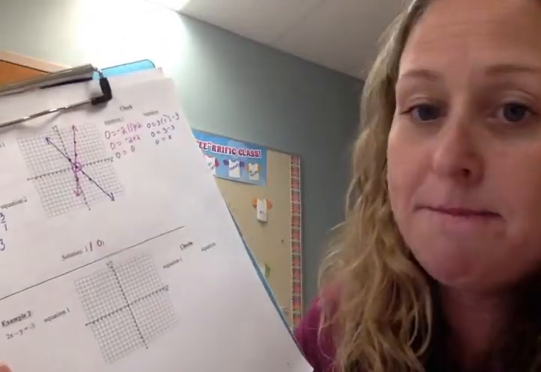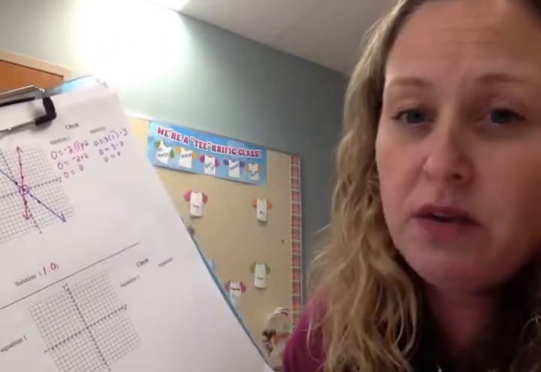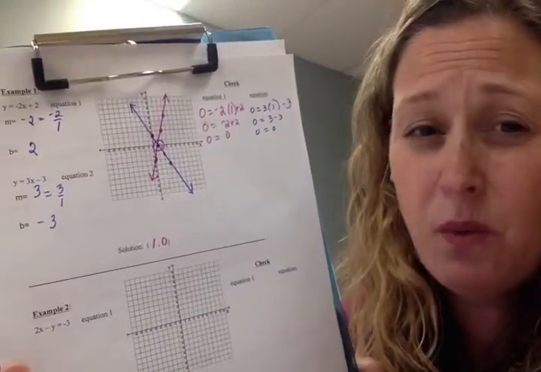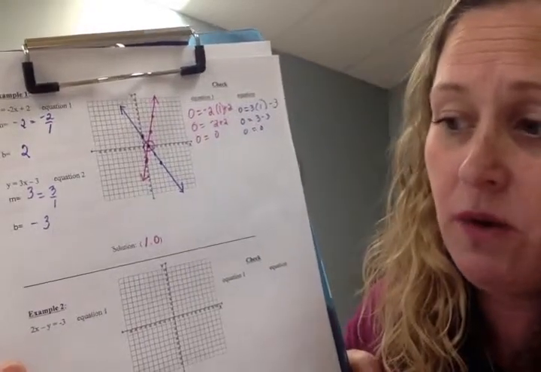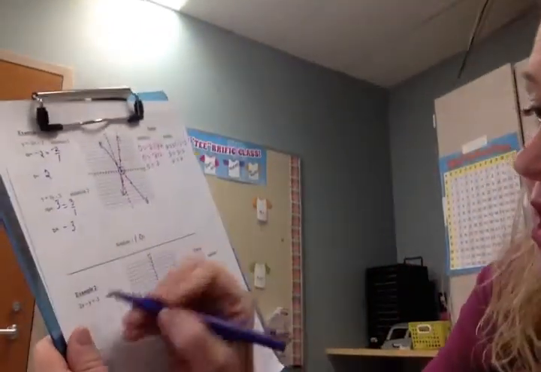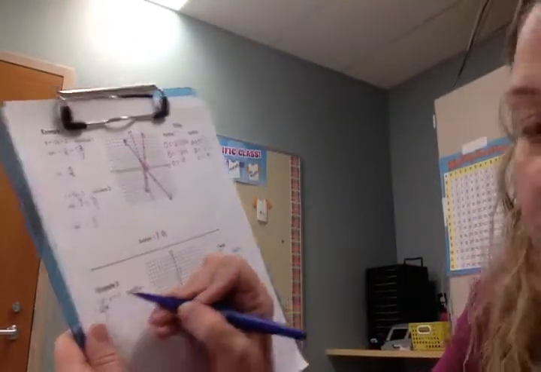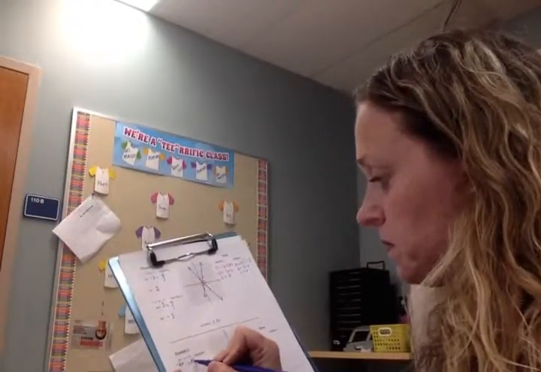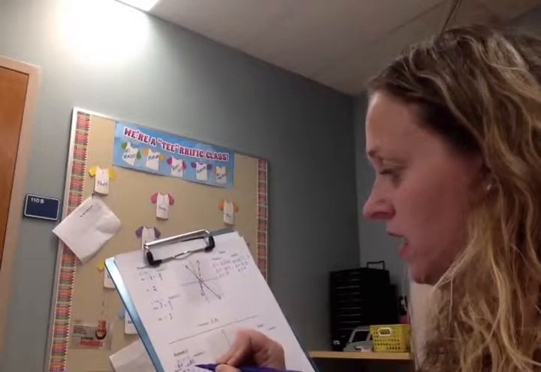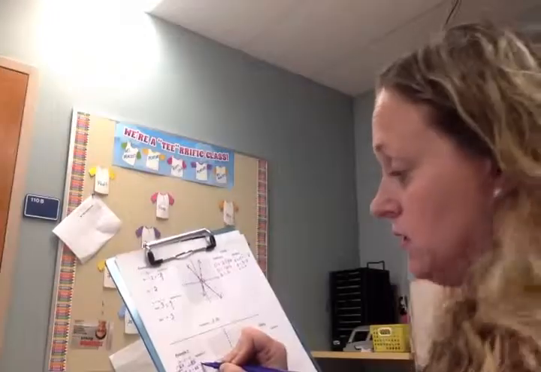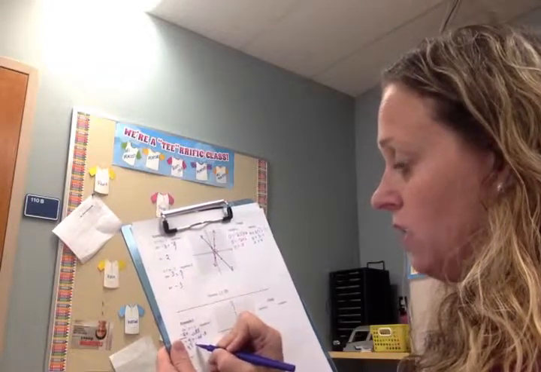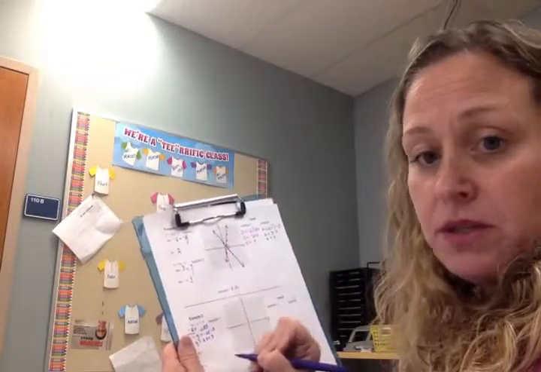Let's try the next one. This one is 2x minus y equals -3. In order to graph that, the first thing I want to do is write it in y equals mx plus b format so I can just use my slope and my intercept. So I'm going to subtract 2x on both sides. Now I have -y equals -2x minus 3. I'm going to divide both sides by -1, so I have y equals 2x plus 3.